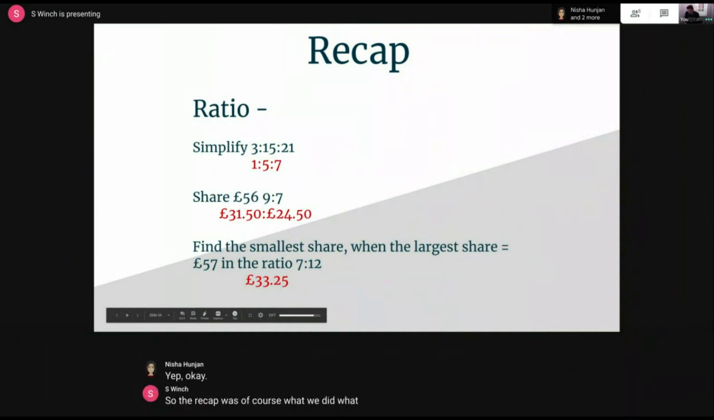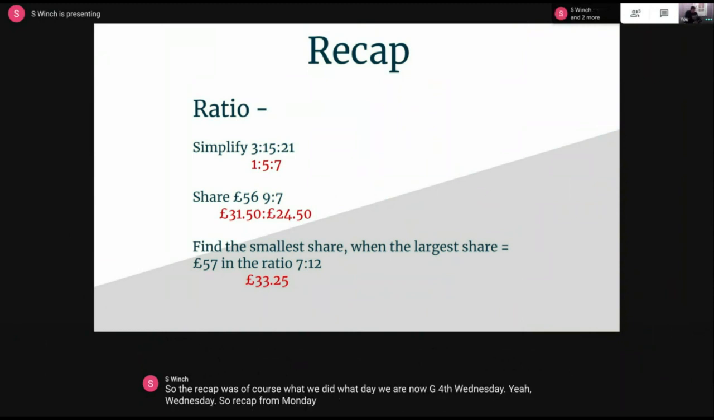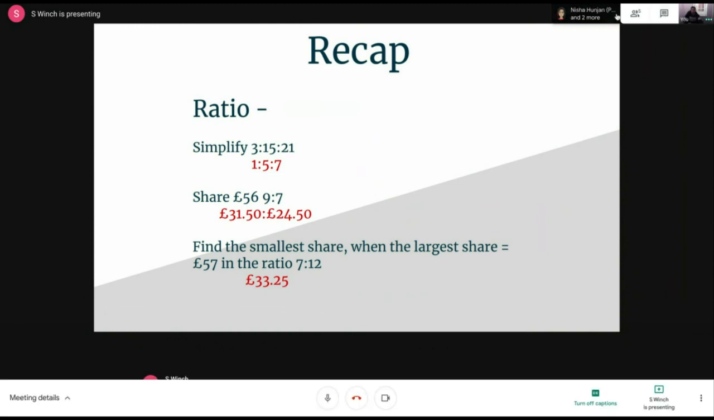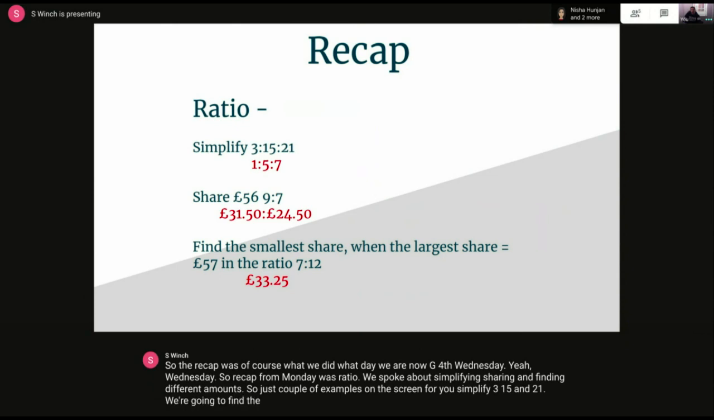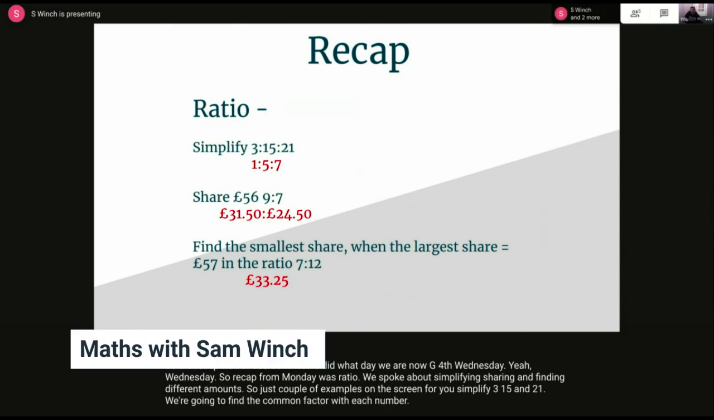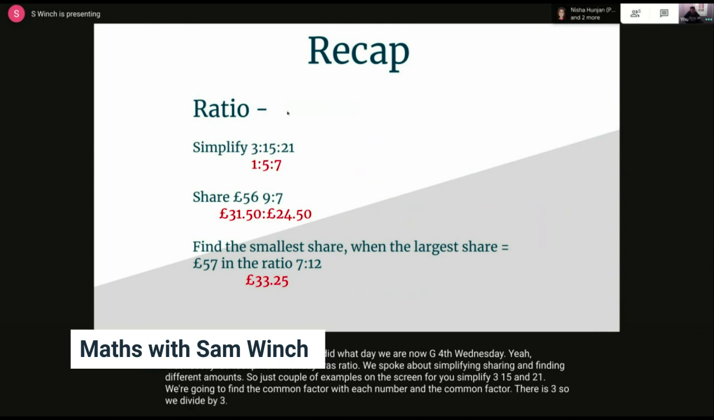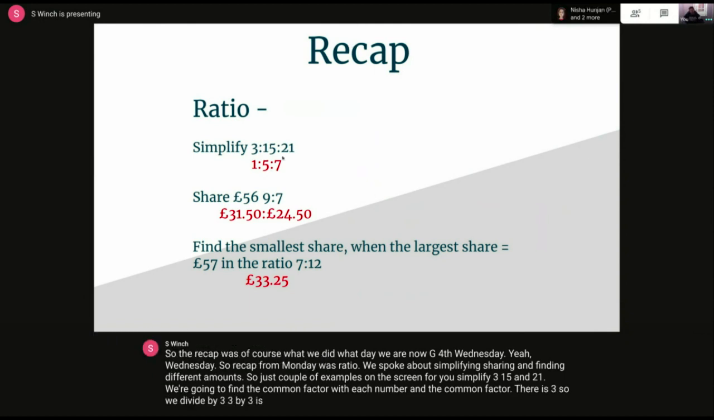What day are we on now? Wednesday. Sorry, recap from Monday was ratio. We spoke about simplifying, sharing, and finding different amounts. So just a couple of examples on the screen for you. Simplify 3, 15, and 21. We're going to find the common factor with each number, and the common factor there is 3. So we divide by 3. 3 divided by 3 is 1, 15 divided by 3 is 5, 21 divided by 3 is 7.